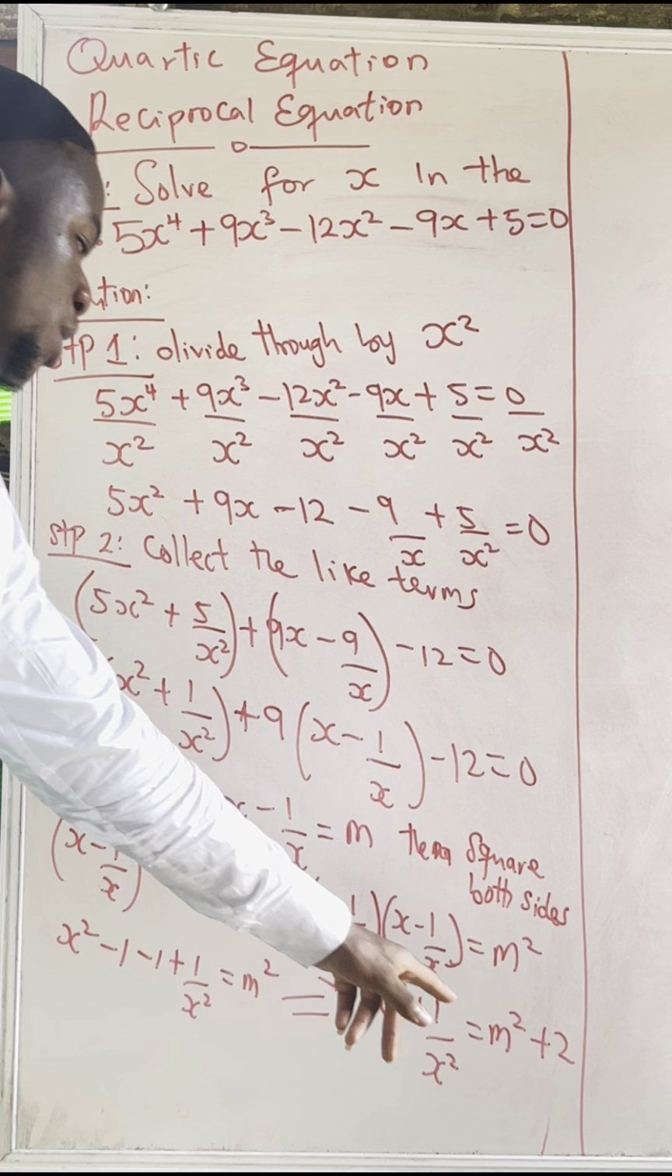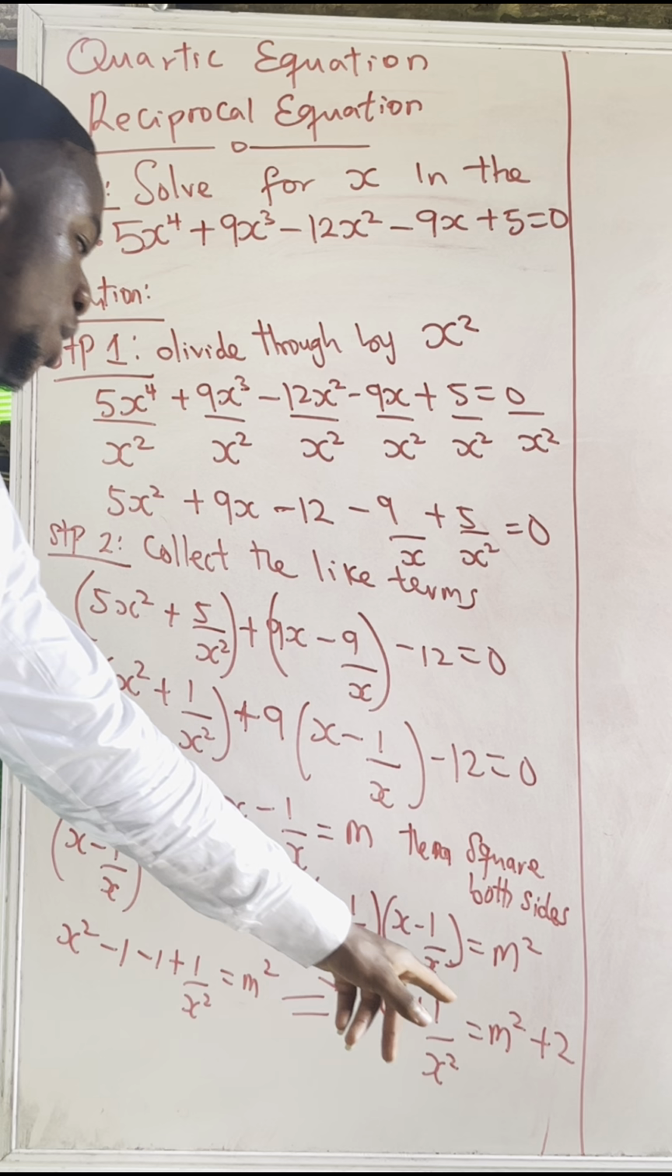Guys, let's start. So what are you going to do now? This is what we are going to do. Step 1: Divide through by x squared. So we are going to divide all the equation by x squared. So therefore, this expression, which is 5x raised to the power 4 plus 9x raised to the power 3 minus 12x squared minus 9x plus 5 equals 0, we are going to divide every term by x squared.